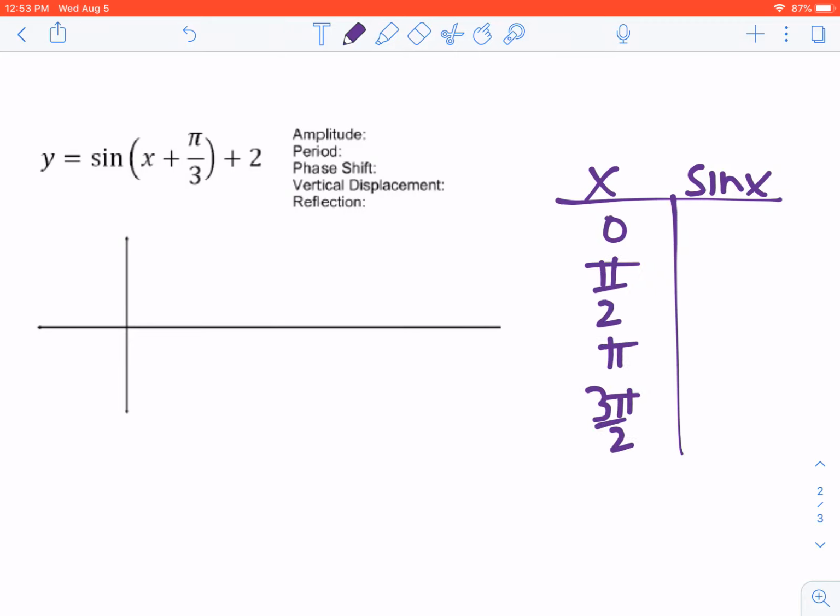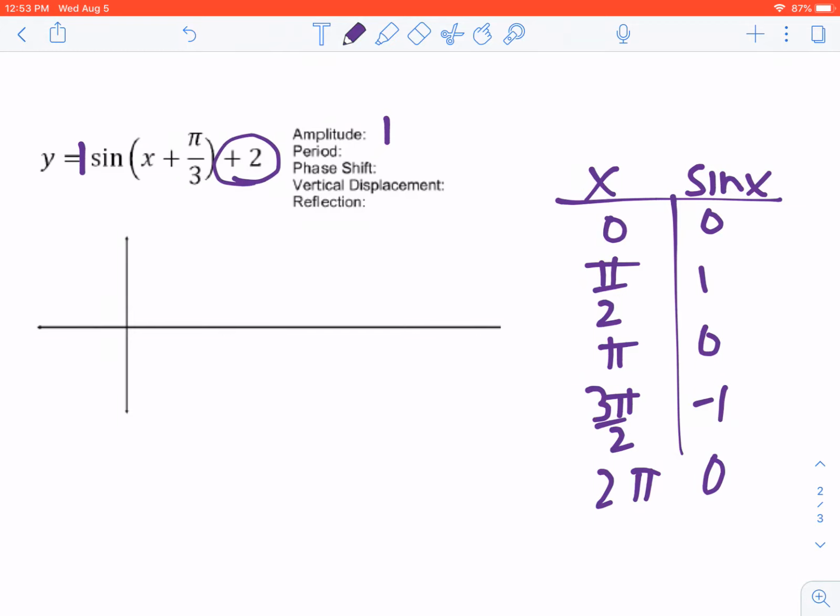So this is going to be the same parent graph if it was cosine. It's going to be the same parent graph if it was cosecant or secant. It's the cosine and the cotangent and the tangent that would look a little different. So we still start at 0, up to 1, down to 0, negative 1, and 0. All right. So notice this time I have an amplitude of 1. So I'm not going to have to multiply my y values by anything.